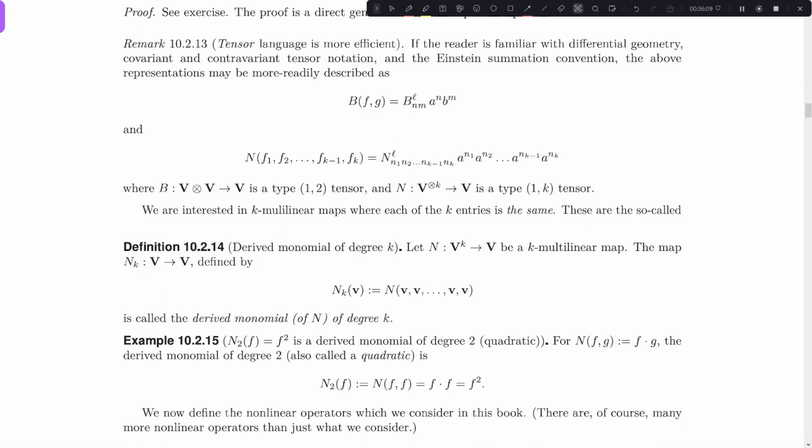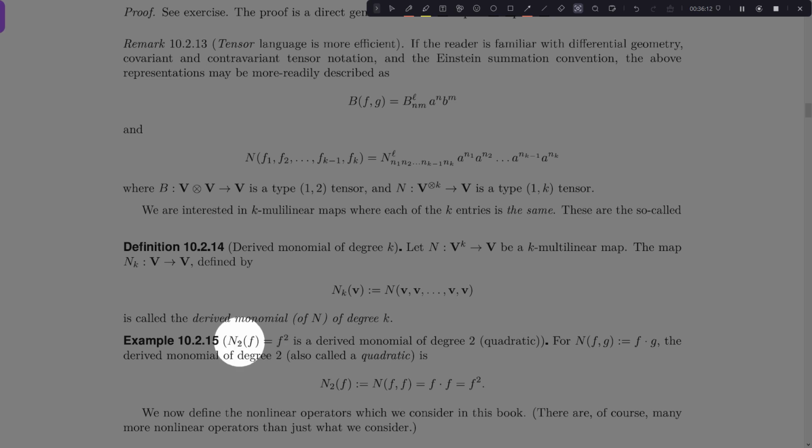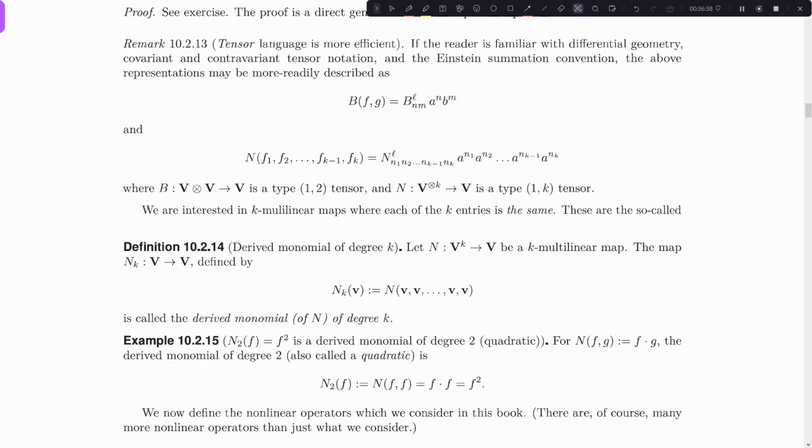And so yeah, the next example is the one I was referring to. If I talk about the square, this is the squaring operation, right? So if I take a function and I want to square it, that's a derived monomial of degree 2, also known as a quadratic. So if I square a number, that's a monomial. It only has one input. Even though the bilinear operator is f times g, I'm plugging f in for both entries to get f squared.